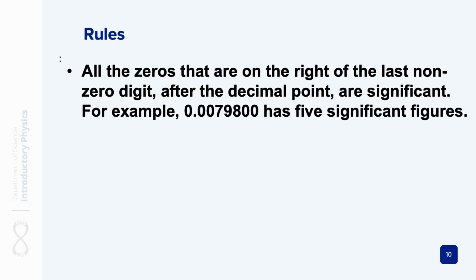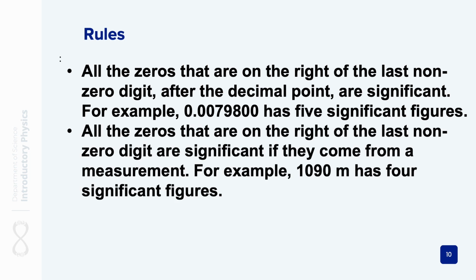And then all the zeros that are on the right side of the last non-zero digit after a decimal point are significant. For example, 0.00798 has 5 significant figures, and the 5 significant figures begin at 79800. And finally, all the zeros that are on the right side of the last non-zero digits are significant if they come from a measurement. For example, 1090 has 4 significant figures.